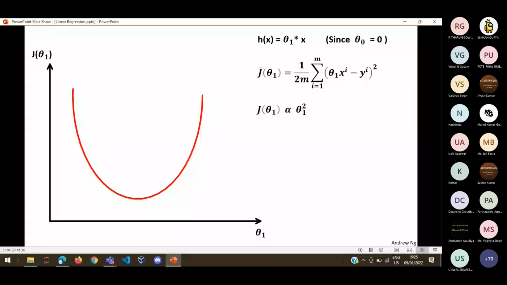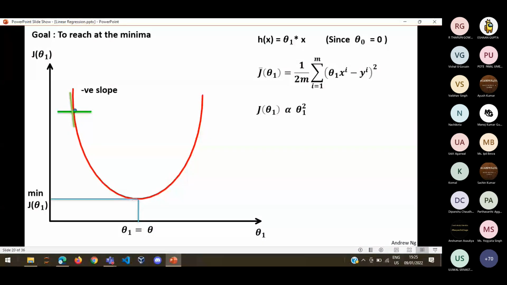For that, what we can do is start at some point. Let's say I begin at this point, and I check what the slope is at this point. The slope here is negative. What that means is the graph is going to decrease when you move from left to right. When you increase the value of theta1, the cost function is going to decrease. So if the slope is negative at any point, you need to move forward, that is, increase the value of your theta1. And let's say you are at this point, here the slope is positive.